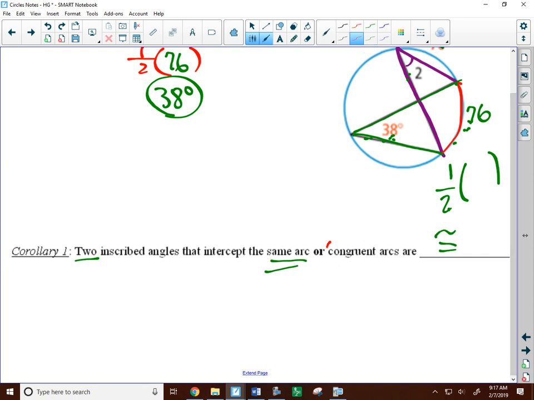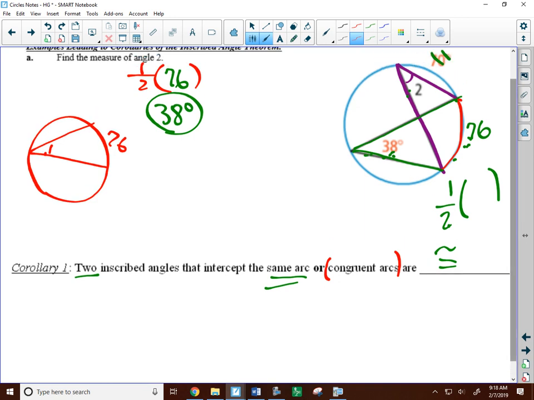Now I have one other part to this. I put "or congruent arcs." So that means if I have a different circle, and I know this is 76, well, this angle is also going to be 38. So as long as they intercept congruent arcs, 76, same, they'll be congruent. Or over here, watch this. I can draw any inscribed angle that goes to that arc. That's 38. This one's 38. That one's 38. Any of them are going to be half of 76.